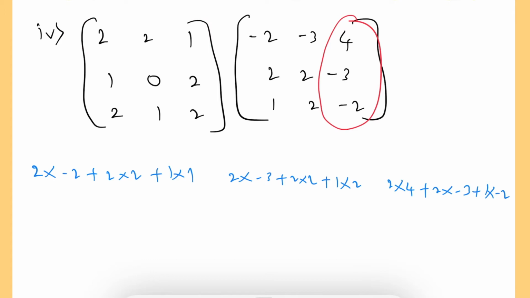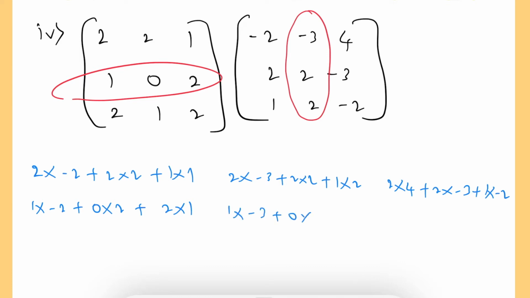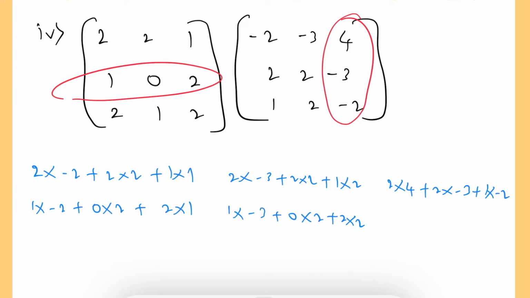Let's move to the second row now. Second row into first column: 1 into minus 2 plus 0 into 2 plus 2 into 1. First column completed. Now second column. Second row into second column: 1 into minus 3 plus 0 into 2 plus 2 into 2. Let's move to the third column. Second row into third column: 1 into 4 plus 0 into minus 3 plus 2 into minus 2.